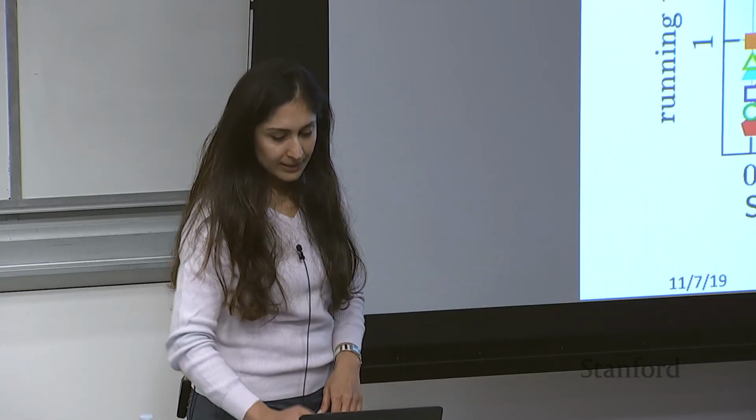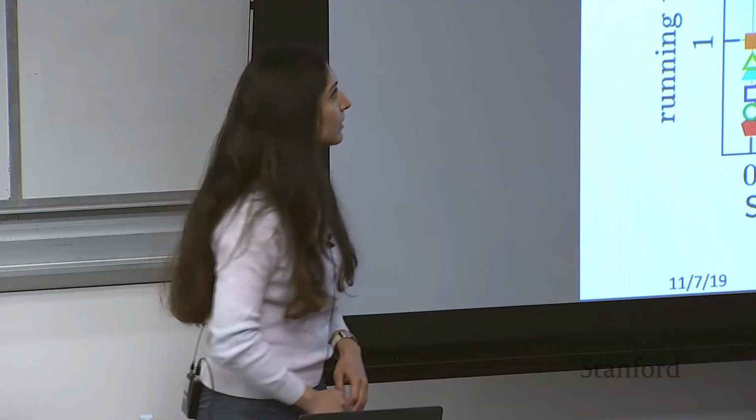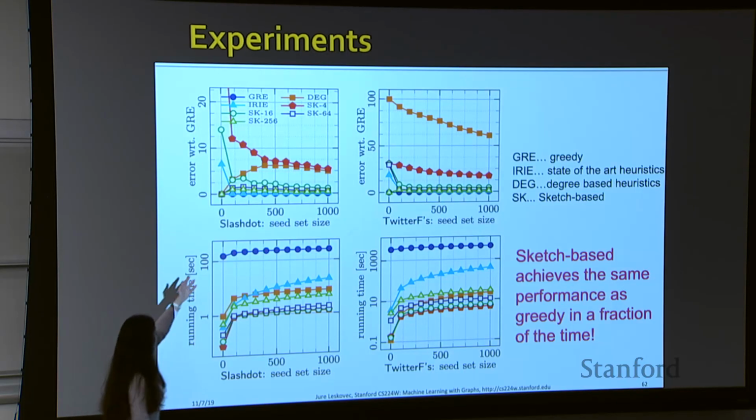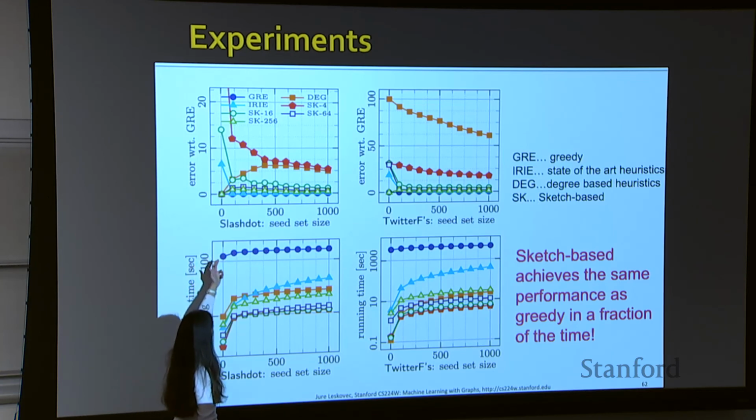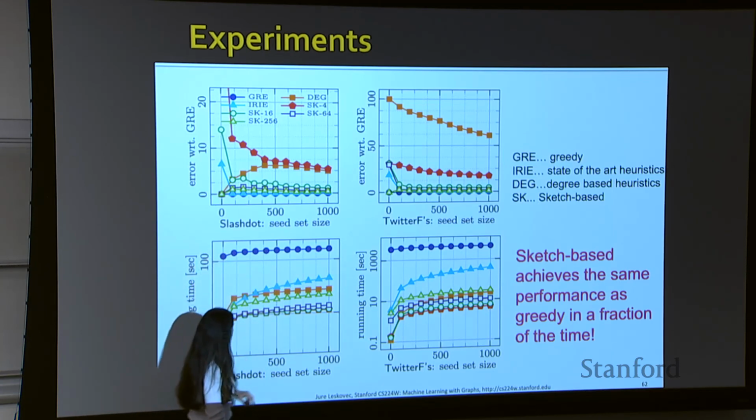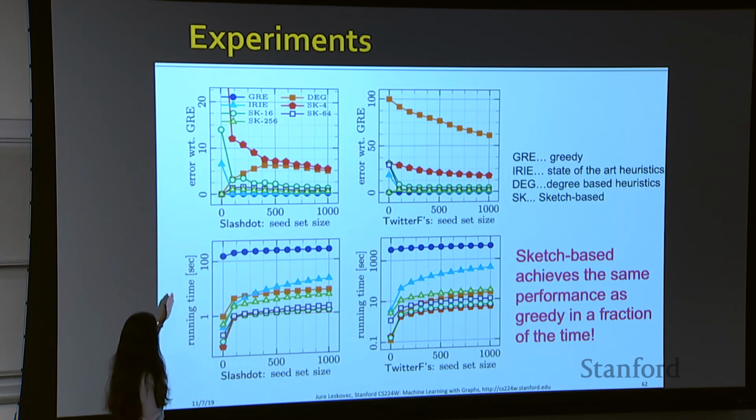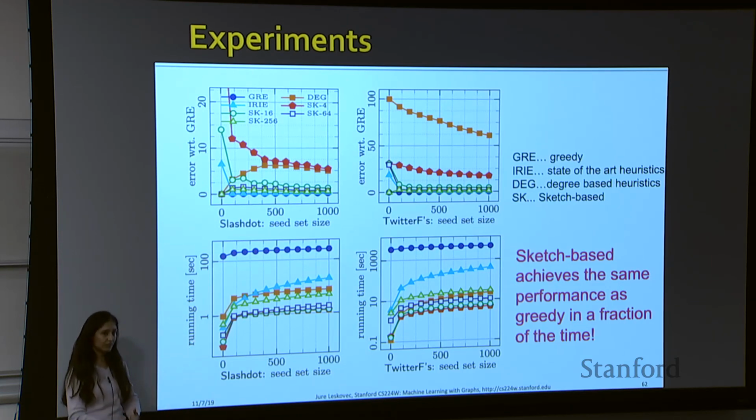Now let's see what happens experimentally. So these are the experiments from the paper. This is the Slashdot network and the Twitter network. This is the running time, and this is the error with respect to greedy. We cannot calculate the optimal solution, so our best shot is greedy.